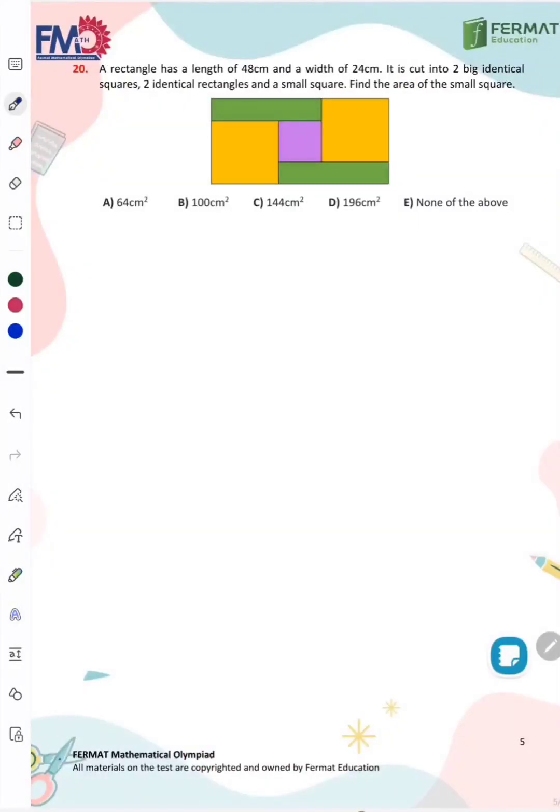Question number 20. A rectangle has a length of 48 centimeters and a width of 24 centimeters. It's cut into two big identical squares, two identical rectangles, and a small square. Find the area of the small square.